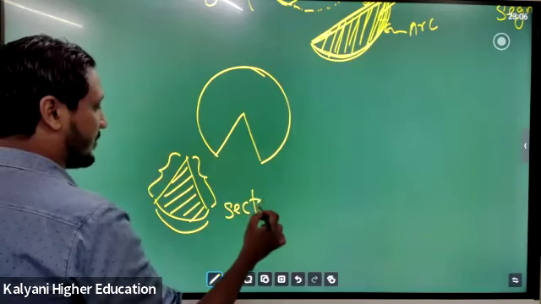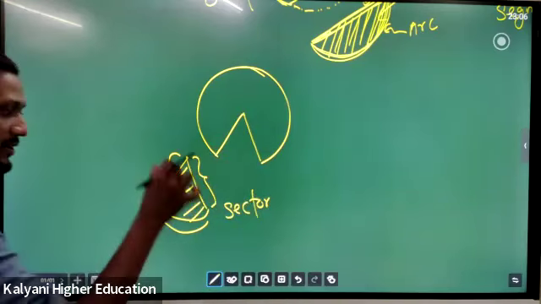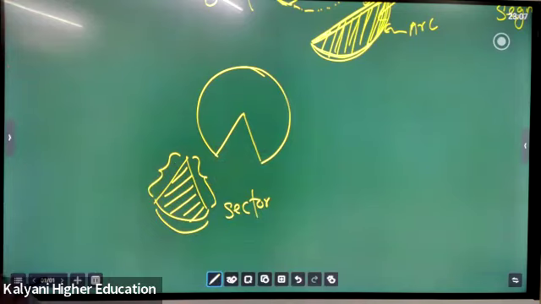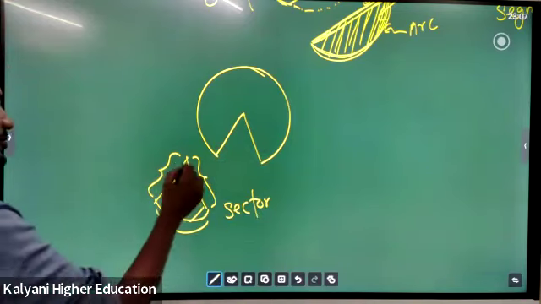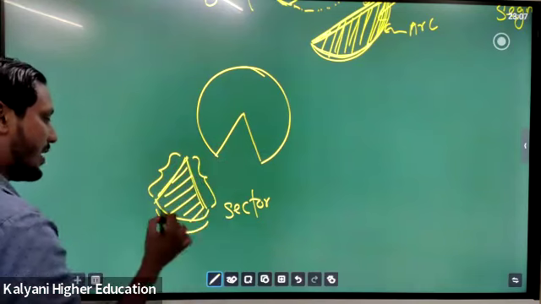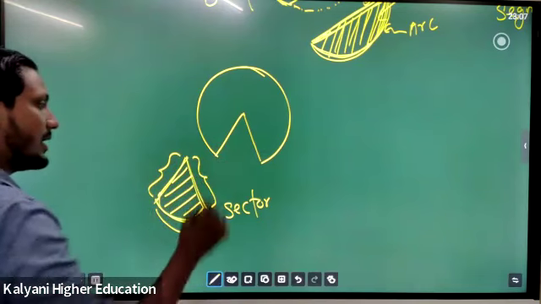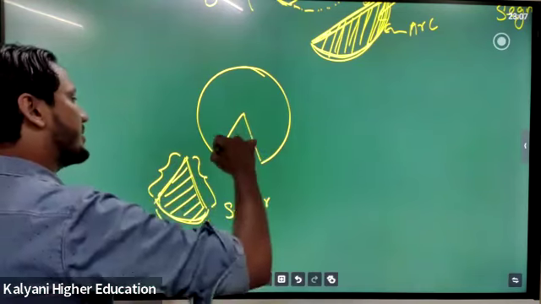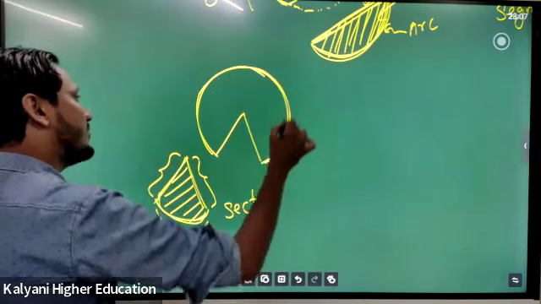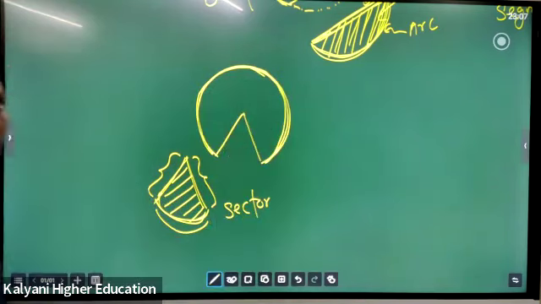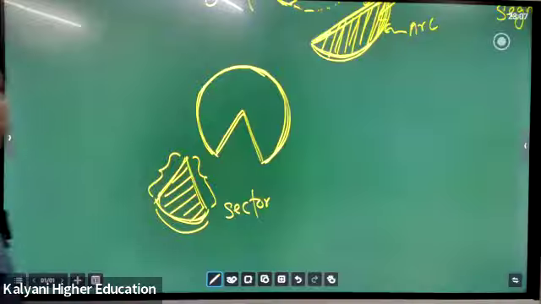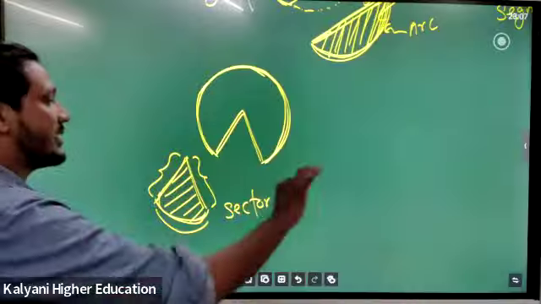When we cut a piece of a circle like this, it's bounded with two radii and an arc. Here you can see the other part that remains is also bounded with two radii and an arc. So what do we call it? It's a major sector. It's also a sector.